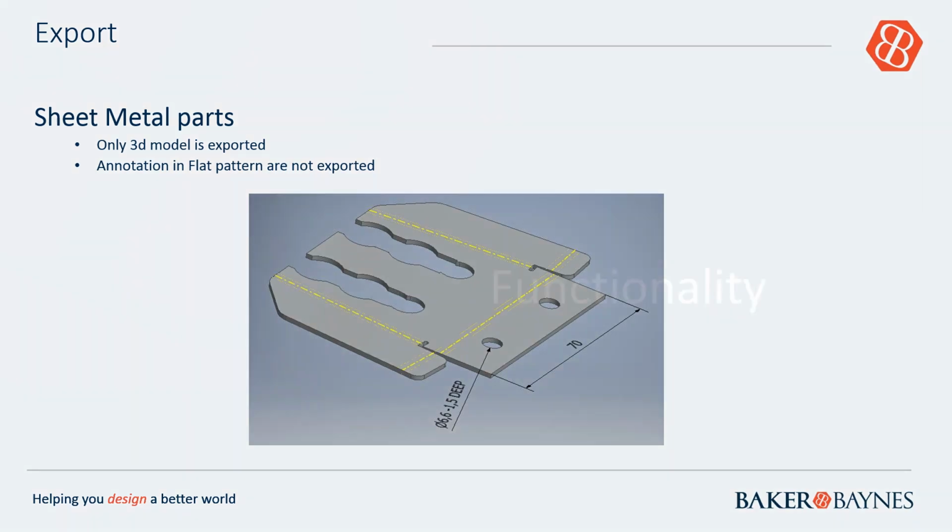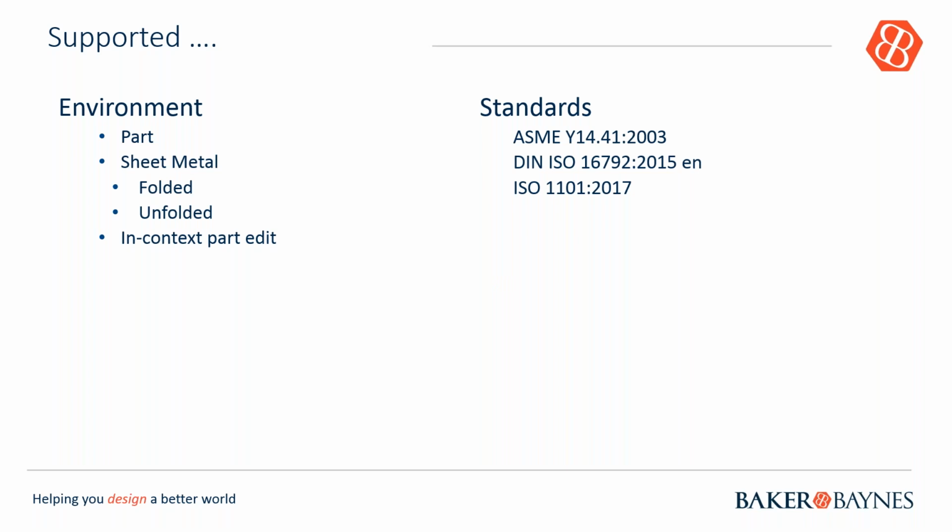If we move on to some of the functionality of how it works, we would find that there's a couple of environments that are supported here. Okay, the environments that we look at are the part environment and the sheet metal environment, folded and unfolded. Although you cannot export it out as unfolded with the information coming in, when it is folded inside of the model, you would find that the information is still in there. Okay, and then also context part edit comes in, right? So those are the environments that are supported inside of Inventor.